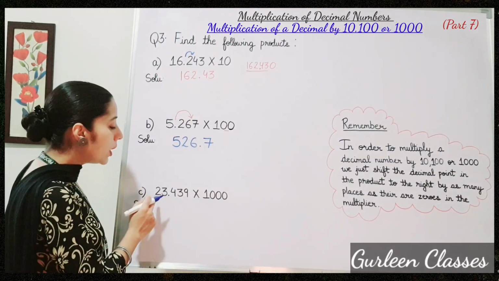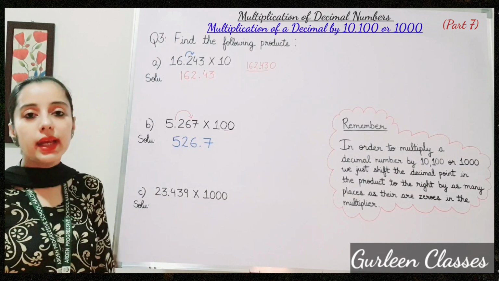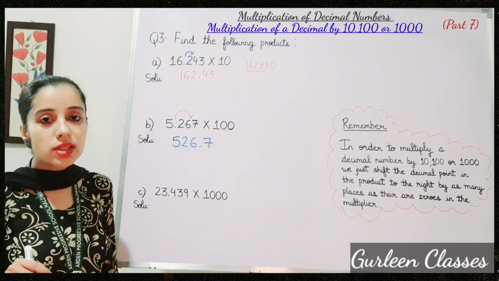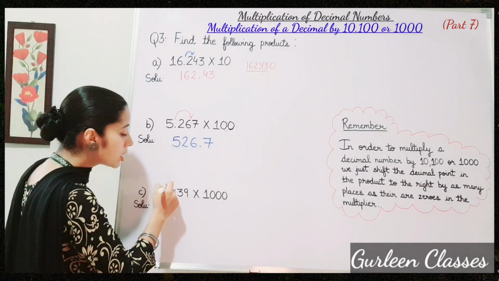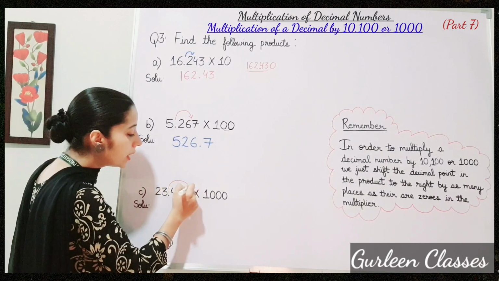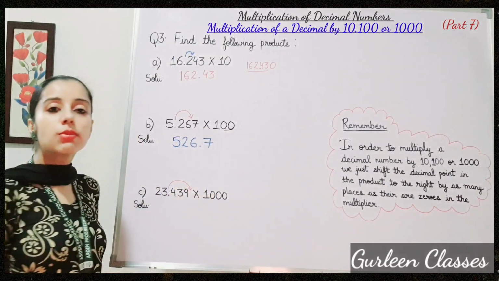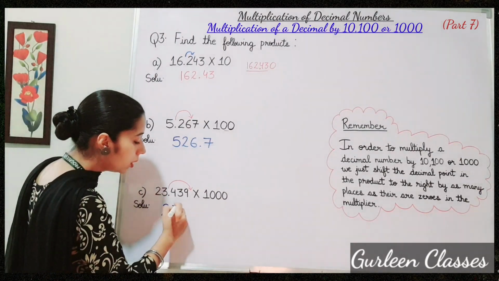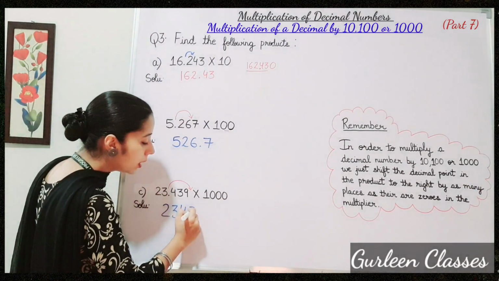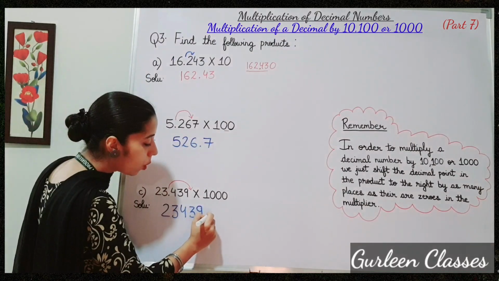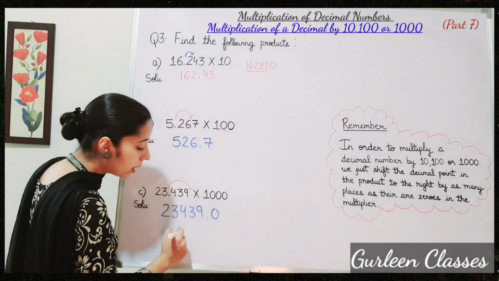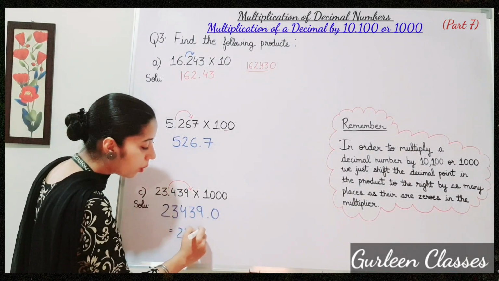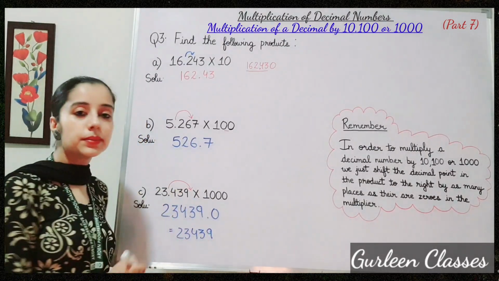C) 23.439 into 1000. So 1000 has 3 zeros. So the decimal point will move to the right by 3 places. So now your decimal point is after 9. So your answer is 23439.0, or you can write 23439.